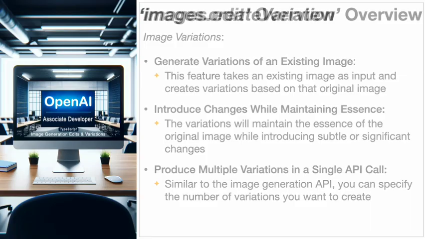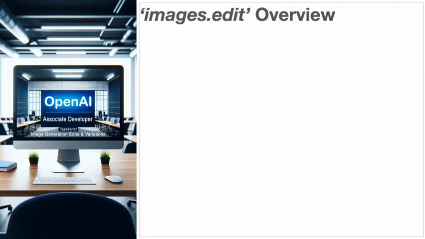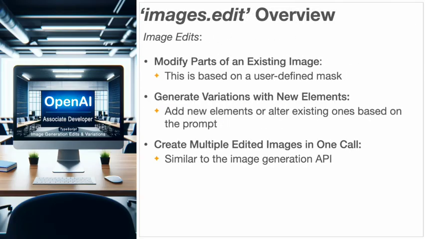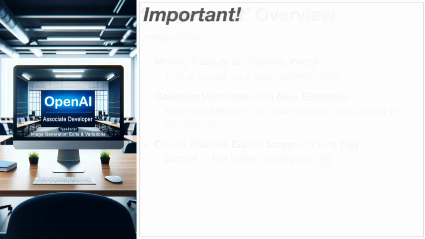Next, we look at the OpenAI Images.edit API, which provides several features that extend the image generation capabilities, allowing you to modify parts of an existing image based on a user-defined mask, generate variations of the provided image, adding new elements or altering existing ones based on the prompt, create multiple edited images in a single API call, similar to the Image Generation API.